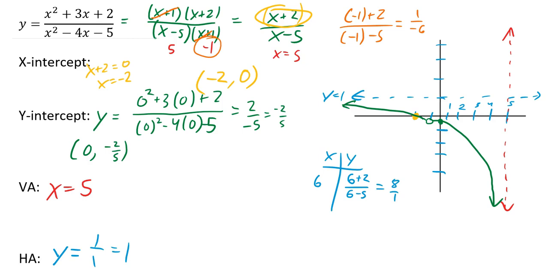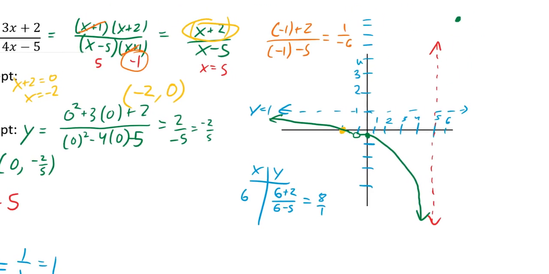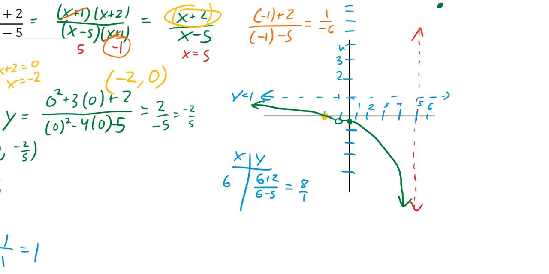I don't even have room for that. 1, 2, 3, 4, 5, 6, 7, 8. My point 6, comma 8 is going to be all the way up here. So I make sure that I draw a graph that comes from up here and goes all the way down here and eventually approaches the horizontal asymptote.